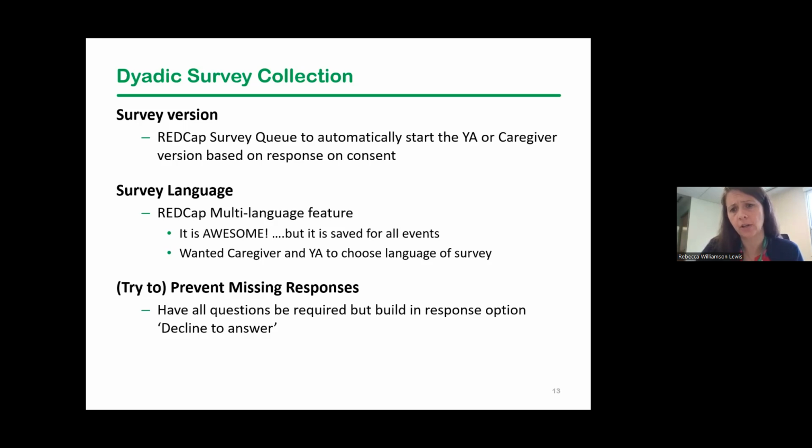And then finally, to try to prevent missing responses, we required all questions to have responses, but we wanted to be able to allow the participants to skip questions they preferred to. So we also included a decline to answer response option.